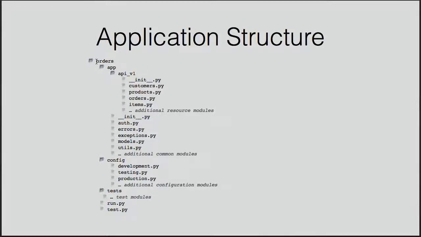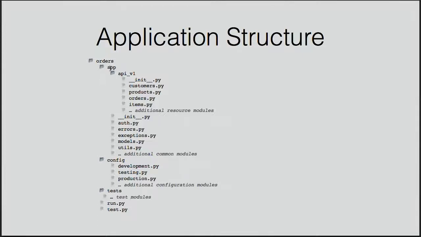You can see that at the top we have our orders directory. This is the same as before, but now instead of having a single file in this folder, we are going to have 3 top-level folders: app, which is the application package; config, which stores configuration files; and tests, which stores unit tests. Then in the top level folder we are going to have a runner script. This is run.py. We are going to use this to run the API. And we have test, which is going to be the runner for the tests.